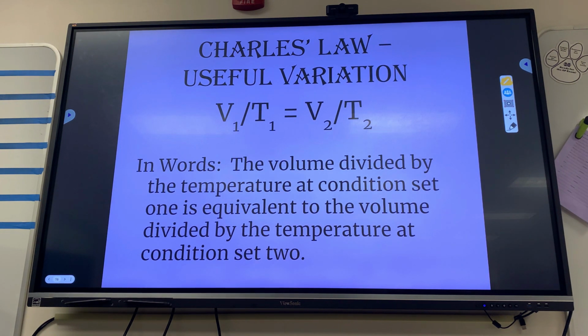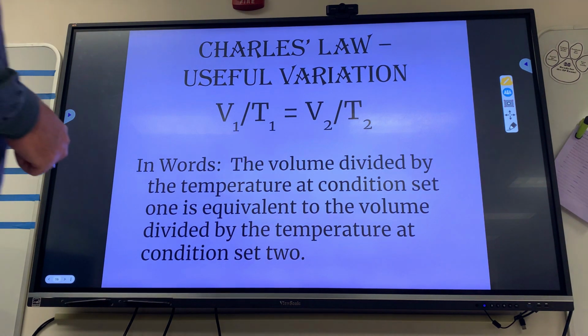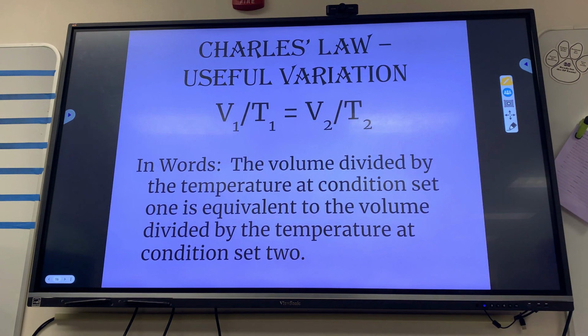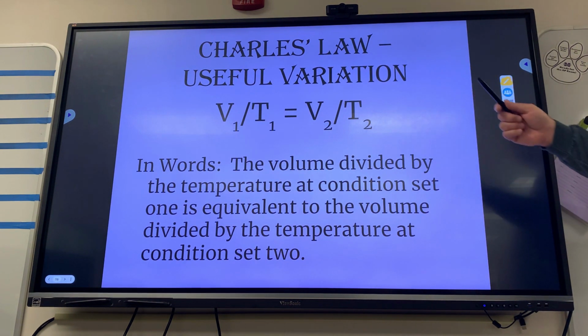Now, there is a problem with this that we need to address. So I wouldn't worry about the paragraph as much as I would worry about the V over T equals V over T.